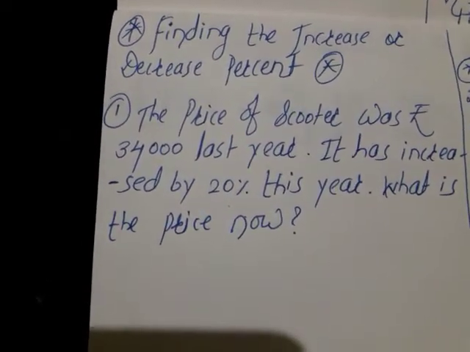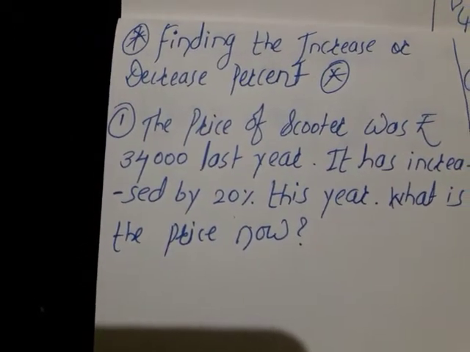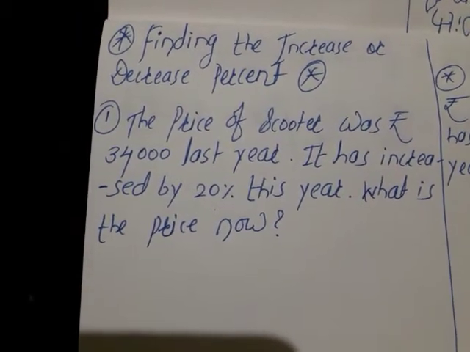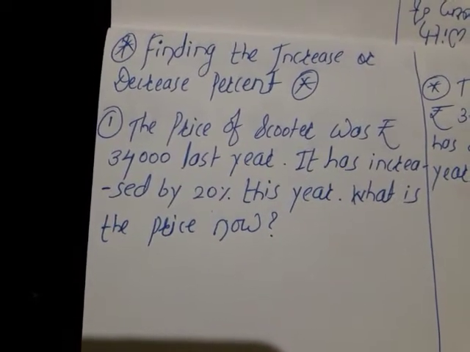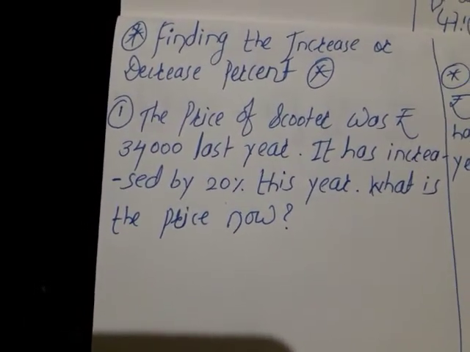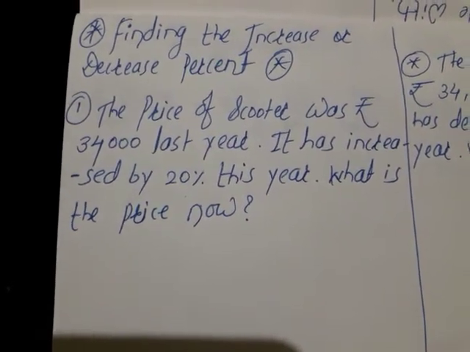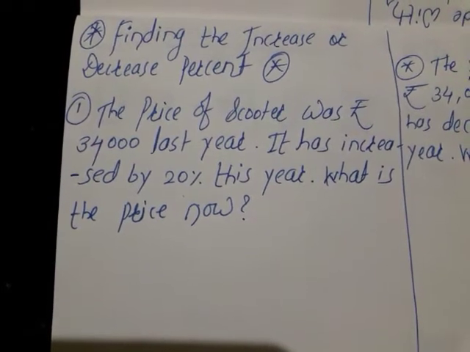Today a different concept is in front of you. The title of the concept is written in front of you. Listen and try to understand. Read it carefully. Finding the increase or decrease percentage means, suppose the price of something is there, and in that price suppose some percentage increases or decreases, then how to find the original cost of that respective thing, that we are going to discuss today.